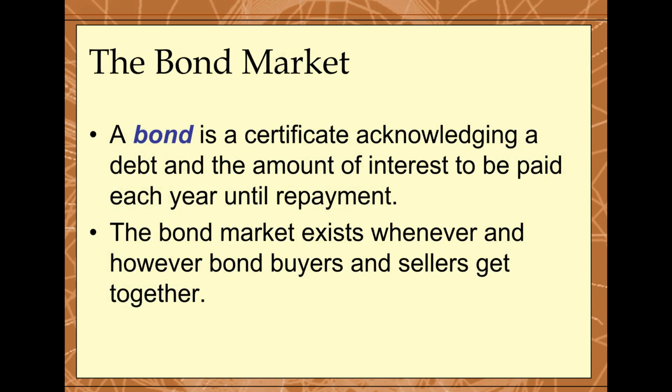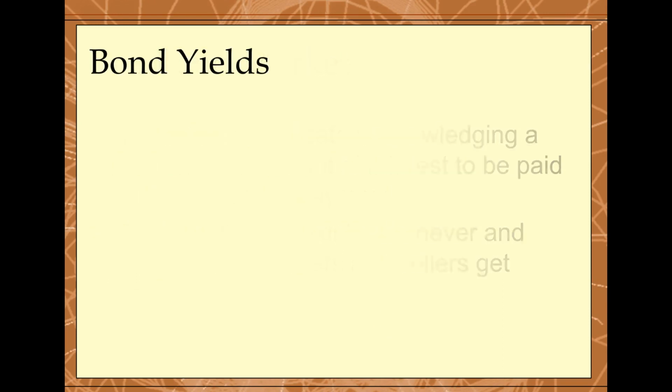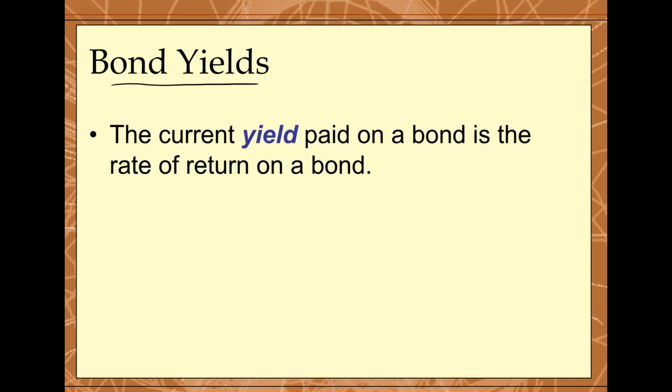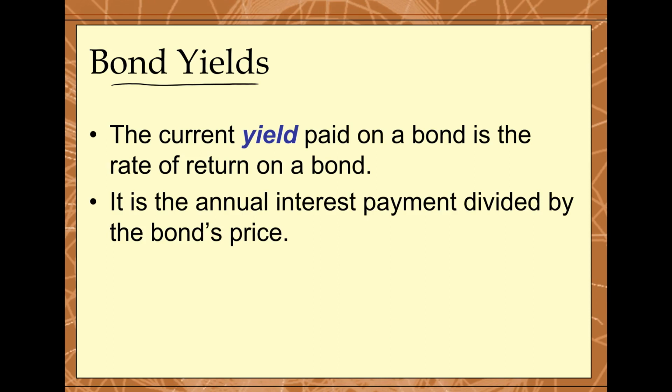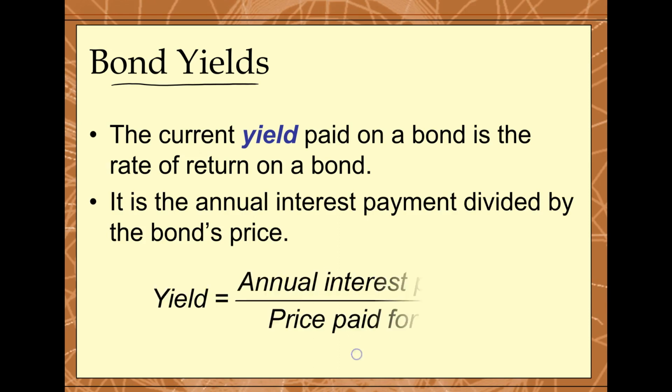So like I said, a bond is simply an IOU. When the government borrows money from individuals, they issue a bond. And when you buy a bond, you're basically loaning the issuer of that bond money. And sometimes you hear about bond yields. A yield is simply, in essence, the interest rate that investment pays you. The current yield paid on a bond is the rate of return on the bond, aka interest rates. It's the annual interest rate payment divided by the bond's price.